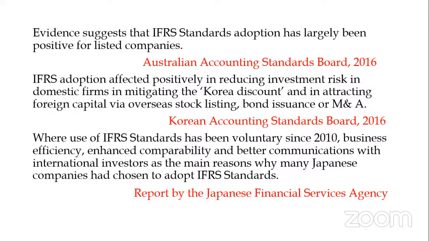Again, the Korean Accounting Standards: very interesting, IFRS adoption affected positively in reducing investment risk in domestic firms, in mitigating the Korea discount. Korea discount is nothing but this: any investor from abroad who wanted to invest in Korea always felt that Korean companies were overvalued because of their national accounting standards. Because of IFRS, the Korea discount got mitigated. So they are very happy with IFRS, and they are able to attract foreign capital from overseas. Even bonds and a lot of mergers and acquisitions also took place.